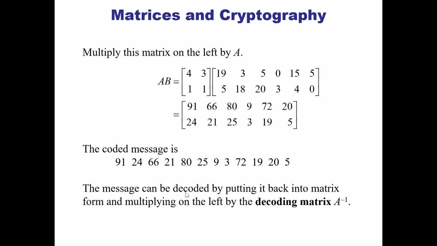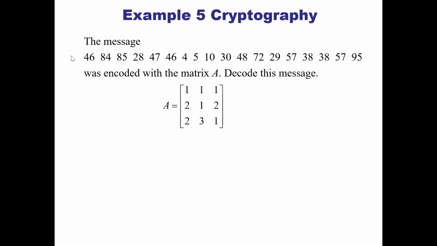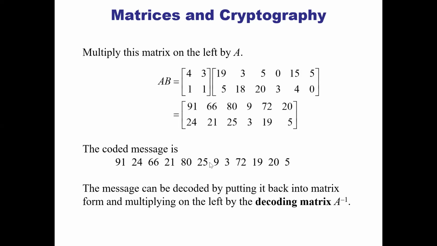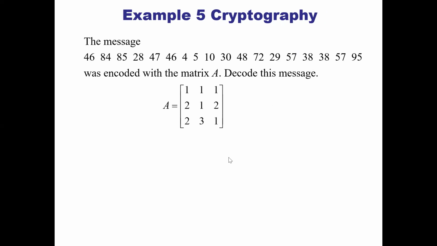Now, this message can be decoded by putting it back into matrix form and then multiplying on the left by the decoding matrix, which is A inverse. So, let's say, for example, this is our message. It was encoded with this matrix, and we want to decode it. We're not going to decode the earlier one because we already know what it says. So we're going to get a new one and decode it using this.